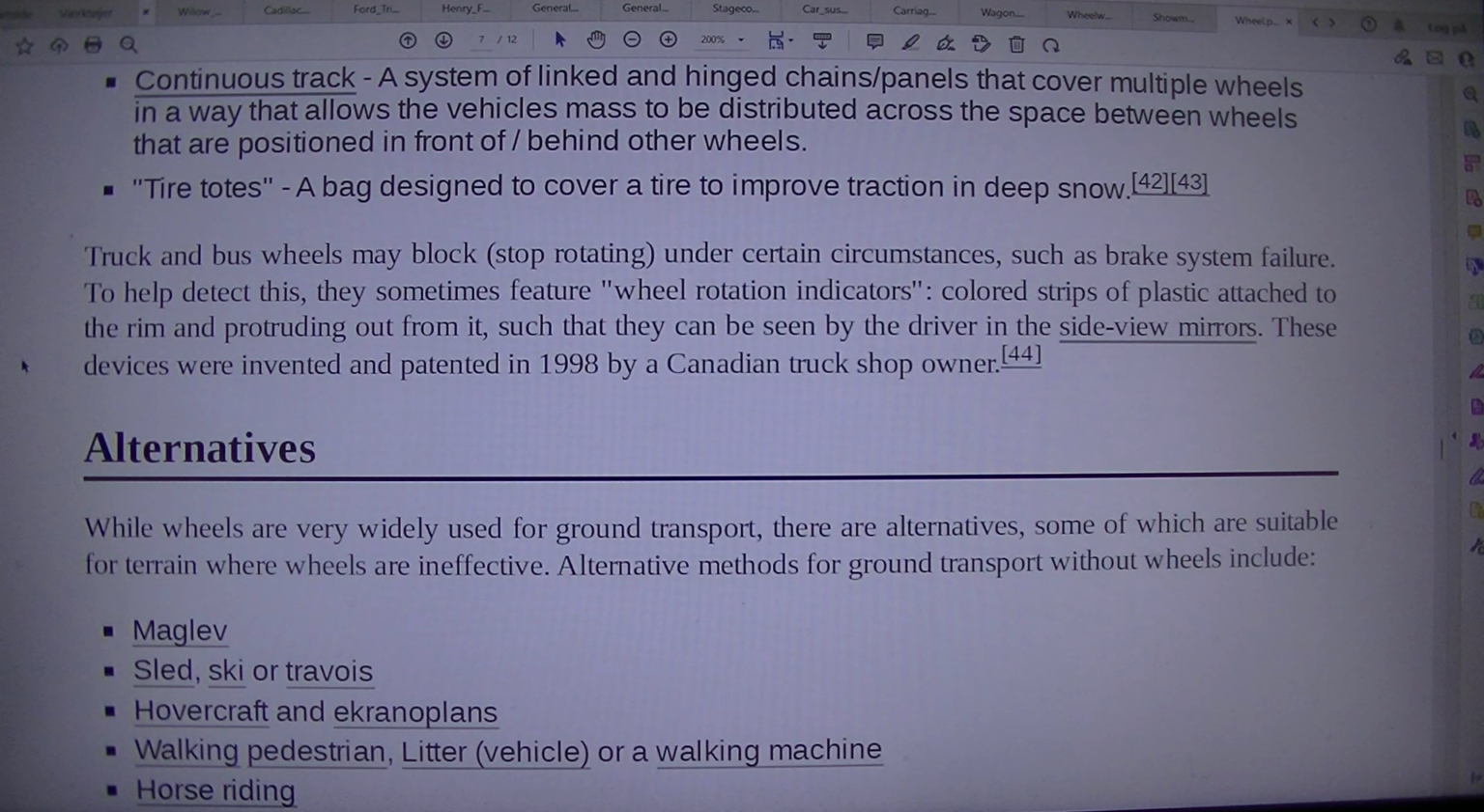To help detect this, they sometimes feature wheel rotation indicators, colored strips of plastic attached to trim and protruding out from it, such that they can be seen by the driver in the side view mirrors. These devices were invented and patented in 1998 by a Canadian truck shop owner.